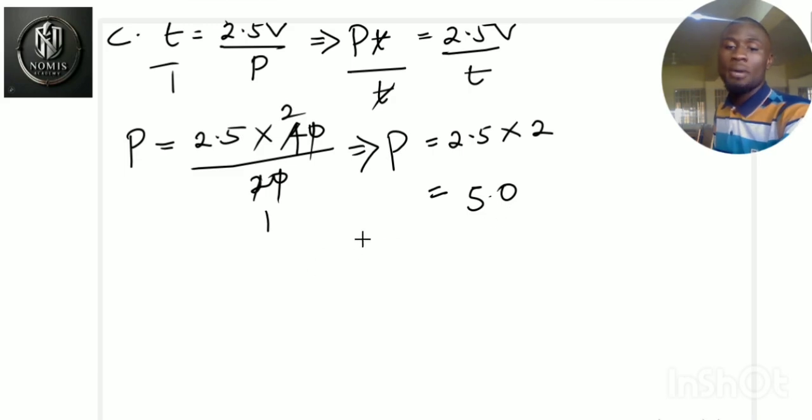So the number of pumps that are required to fuel 40 vehicles in 20 minutes is equal to 5. So 5 pumps. P is equal to 5 pumps.